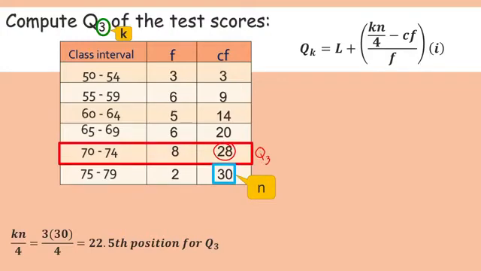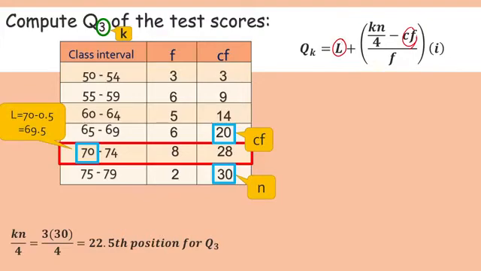Okay? So what is the value of L using the lower limit 70? 69.5. That's 70 minus 0.5, 69.5. Correct. What about the value of CF? 20. Okay. We are done with this already. What about the value of F? 8, sir. What about the value of I? It's still the same. We have 55 minus 50. You'll get 5 for that.